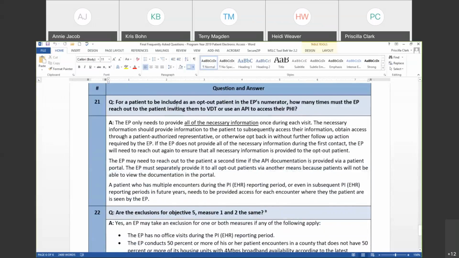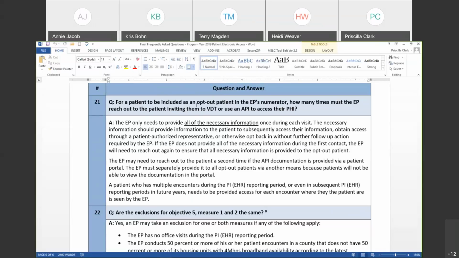So for a patient to be included as an opt-out patient in the EP's numerator, how many times must the EP reach out to the patient, inviting them to view, download, and transmit, or use an API to access their PHI? The answer is the EP only needs to provide all the necessary information once during each visit. The necessary information should provide information to the patient to subsequently access their information, obtain access through a patient-authorized representative, or otherwise opt back in without further follow-up action required by the EP.